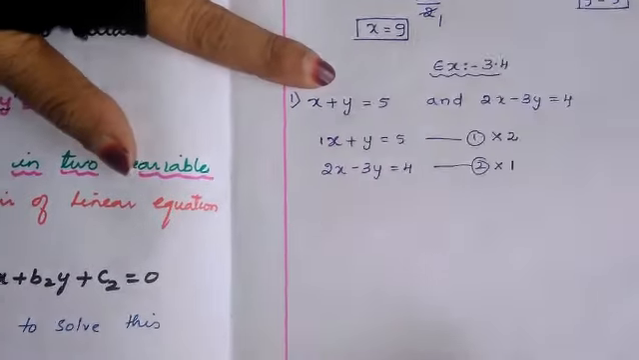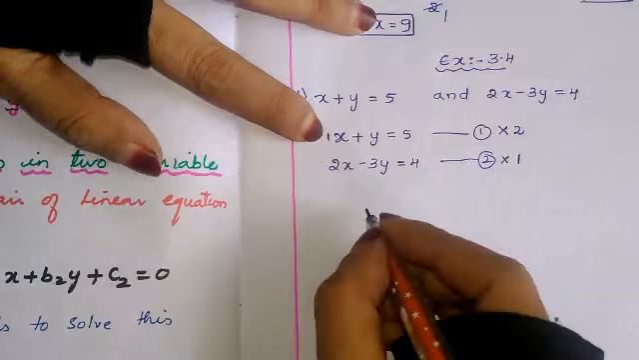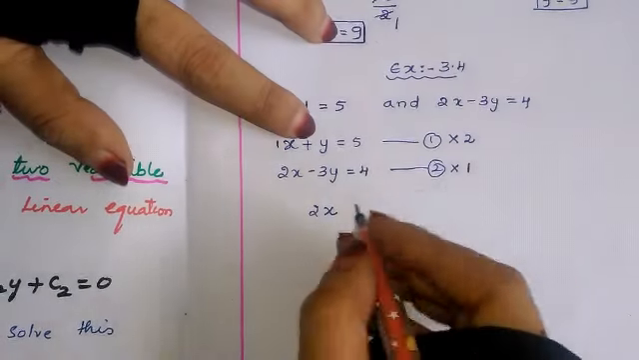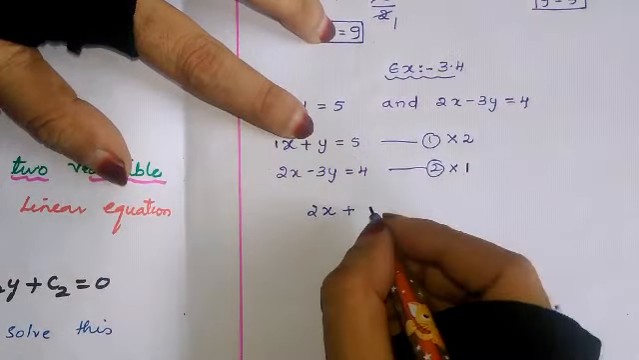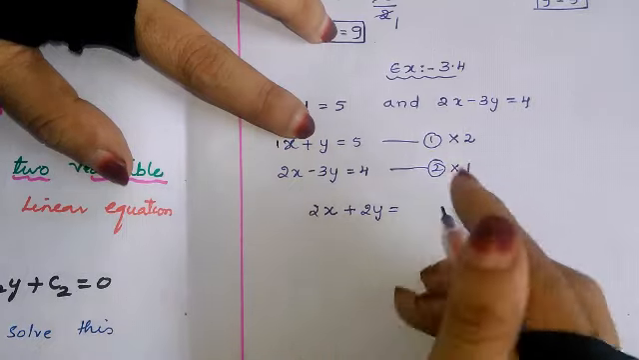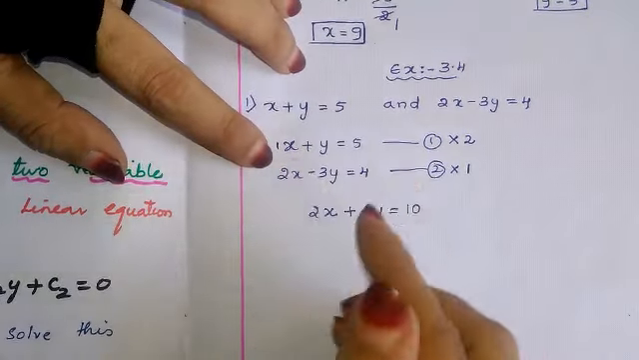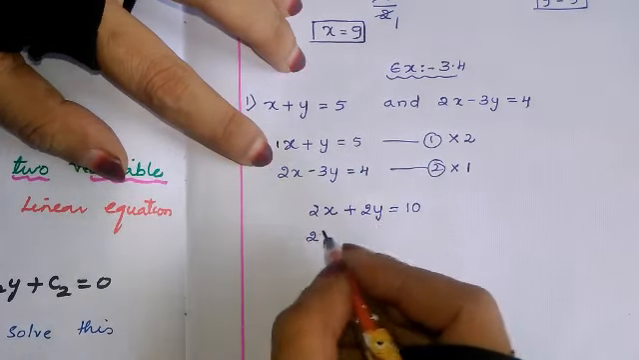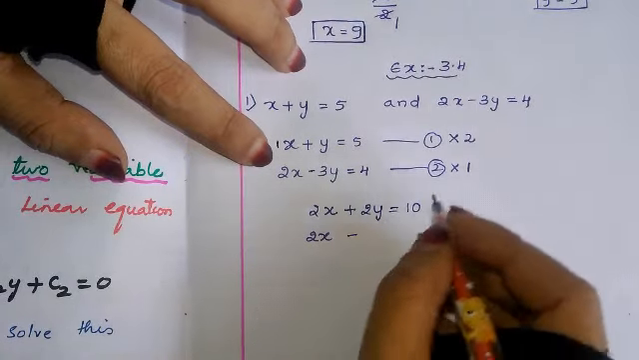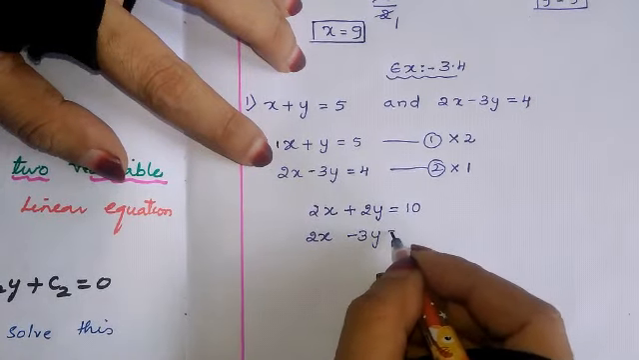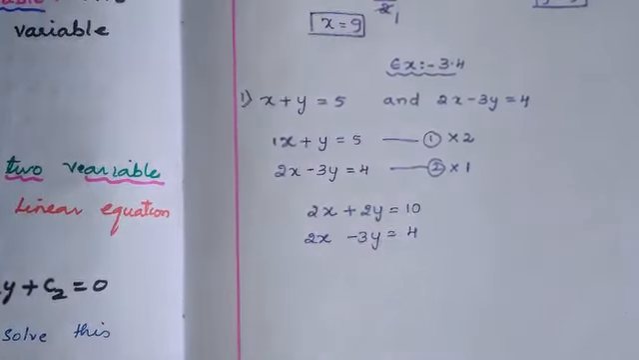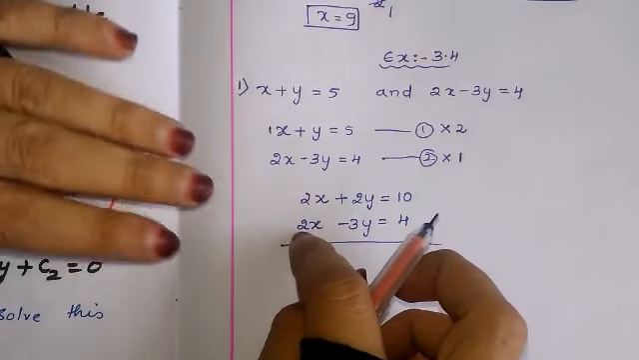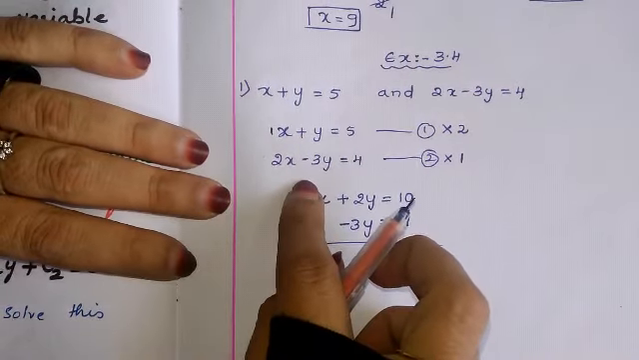Okay, let us solve. How will we get it now? 2 ones are 2, plus sign as it is. 2 into y, 2y, is equal to 2 fives are 10. 1 into 2x, 2x, plus minus minus, 1 into 3y, 3y, is equal to 1 four is 4. Now we can solve this 1 and 2. See here we can see 2x, 2x we have, but we have the same sign. When we have the same sign, we cannot cancel.